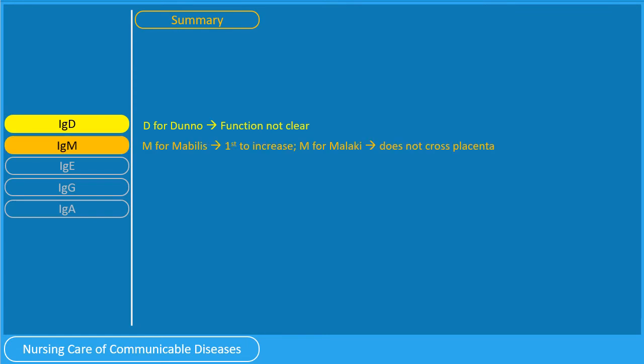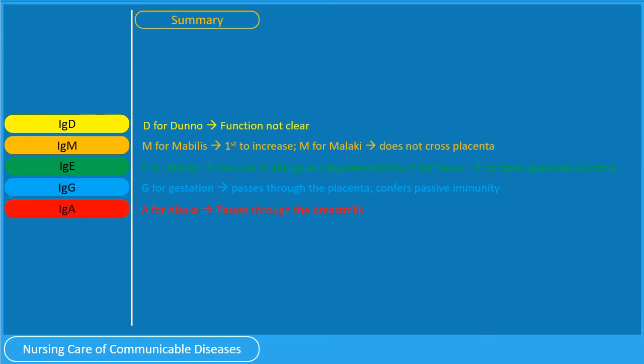To summarize, IgD, D for the no, function not clear. IgM, M for mabilis, first to increase. M for malaki, it does not cross the placenta. IgE, E for allergy, it has role in allergy and hypersensitivity. And another E for EU, it combats parasites or the worms. IgG, G for gestation, it passes through the placenta and confers passive immunity. IgA, A for Alaska, passes through the breast milk.